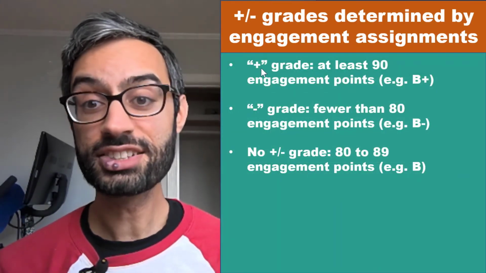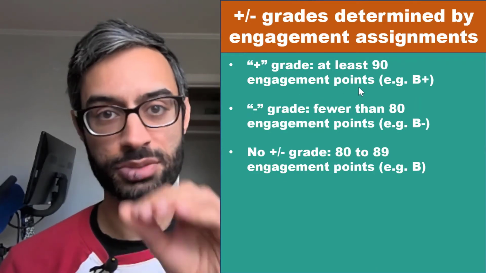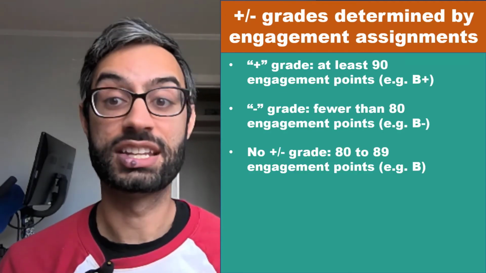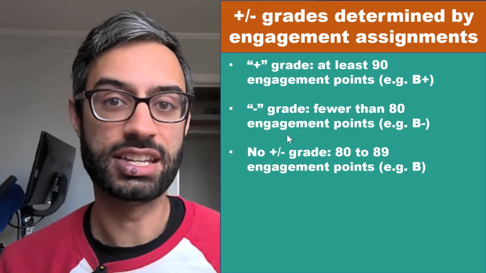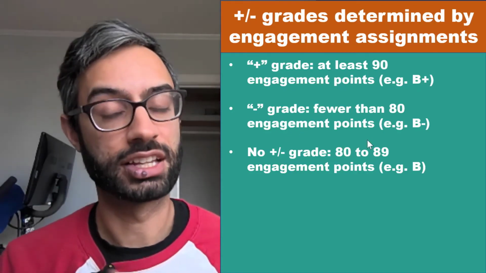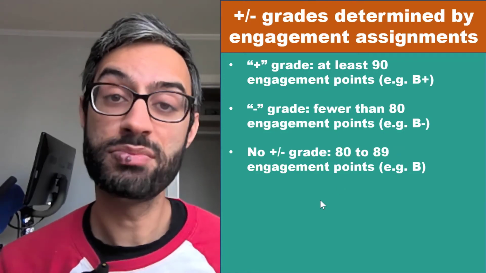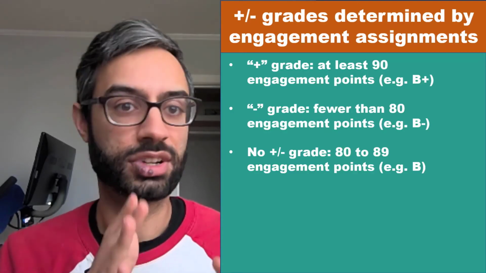So to get a plus grade, you have to get at least 90 out of 100 engagement points. So if you were in the B range, based on where you were on quizzes and on the homeworks, and you had at least 90 engagement points, you'd get a B plus. If you had fewer than 80 engagement points, that would be a minus grade, like maybe a B minus. And if you were between 80 to an 89, that wouldn't be a plus or a minus grade. It would be just the normal grade, like a B or a C.